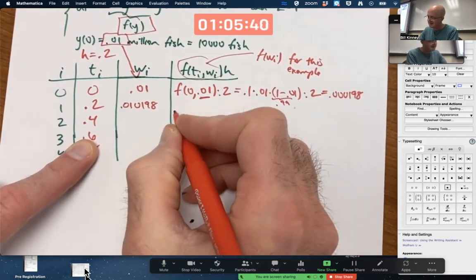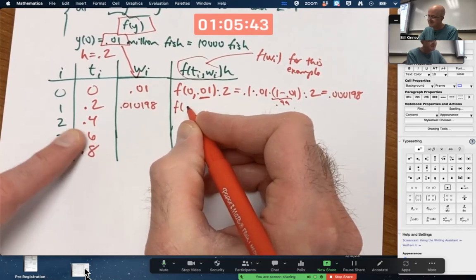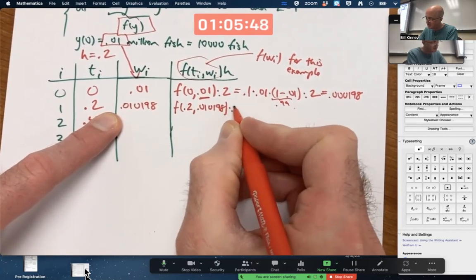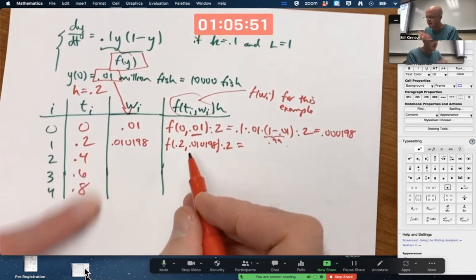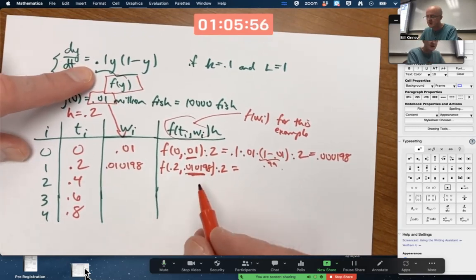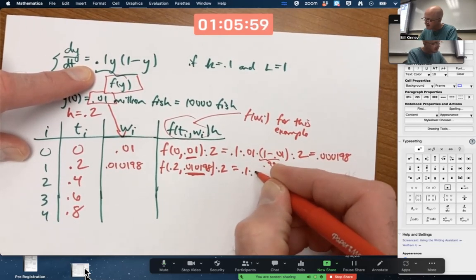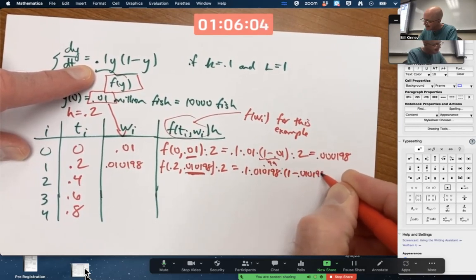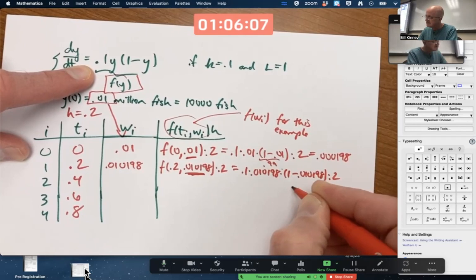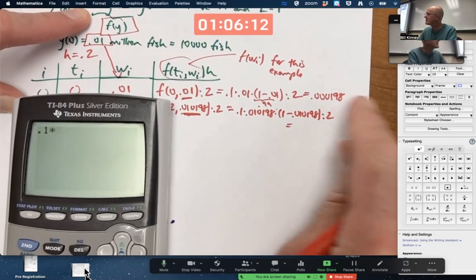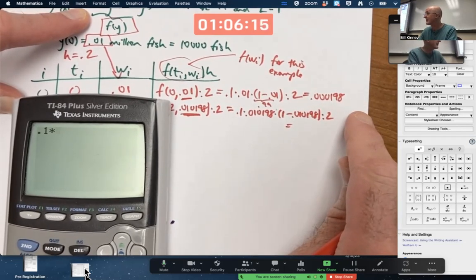Keep going. f of 0.2 comma 0.010198 times 0.2. Again, with our example, the 0.2 right there is irrelevant. I'm just plugging that thing into this function. 0.1 times 0.010198 times 1 minus 0.010198 times 0.2. Yeah. I'm already tired of doing this by hand. It's not going to be too much different. It's going to be maybe a little bit bigger, maybe 199 fish, maybe 200 fish. I don't know. We'll see.